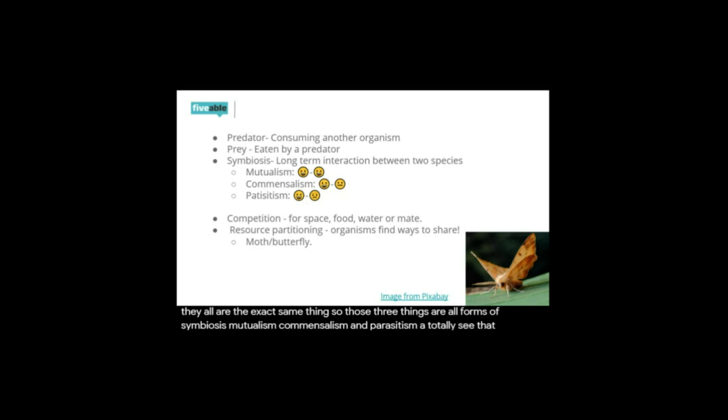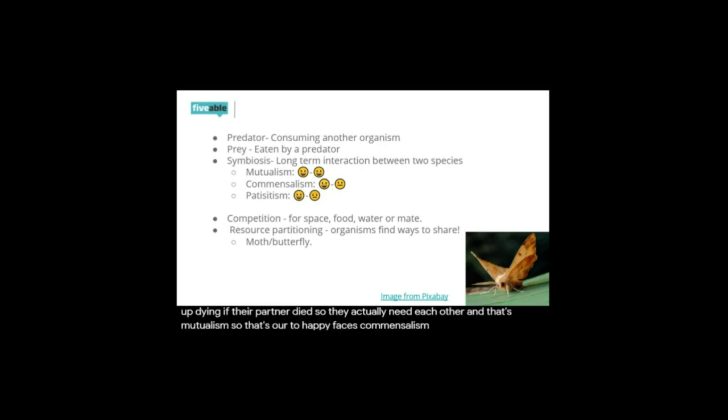I totally see that I have a typo there. Sorry about that. So mutualism is something that both organisms are going to be really happy about. An example of mutualism would be your clownfish and anemone. Both of those organisms are going to benefit from that interaction and be happier with it. And actually, both those organisms would end up dying if their partner died. So they actually need each other. And that's mutualism. So that's our two happy faces.